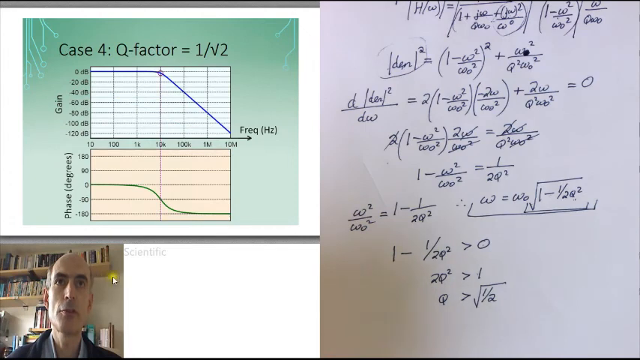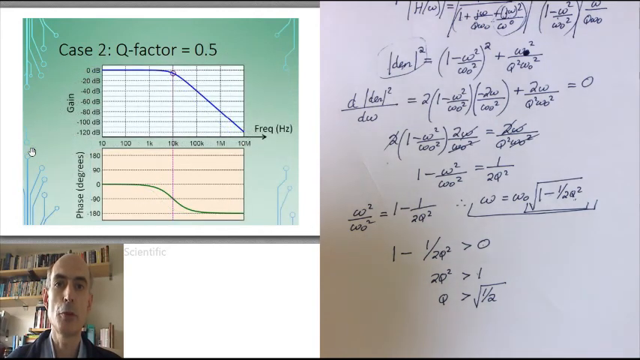The response is very similar to the case of a Q factor of a half, but if you compare the two side by side, you'll find that this value of Q keeps the gain at 0 dB for longer. Compare this one with Q of 1 over root 2 to this plot where Q is a half.